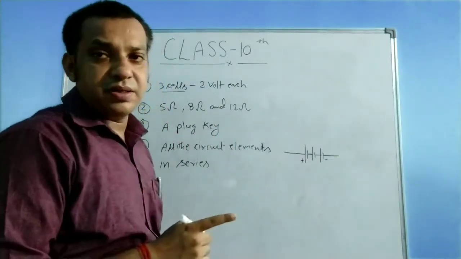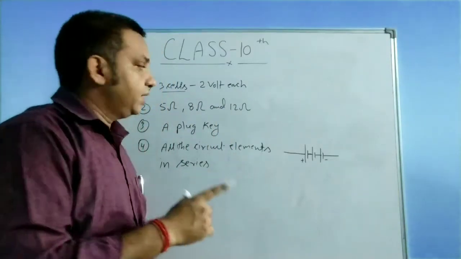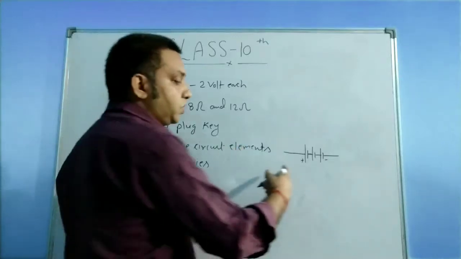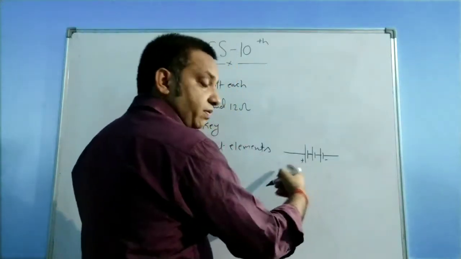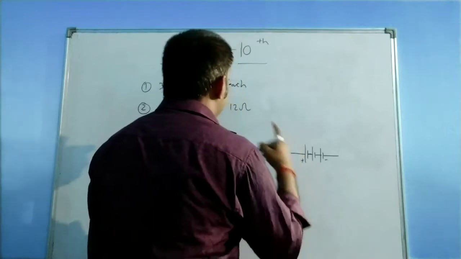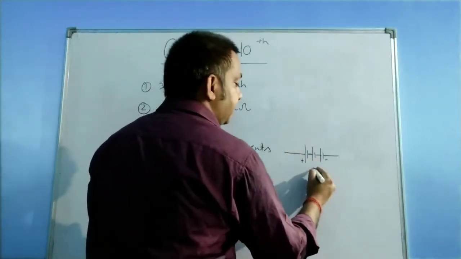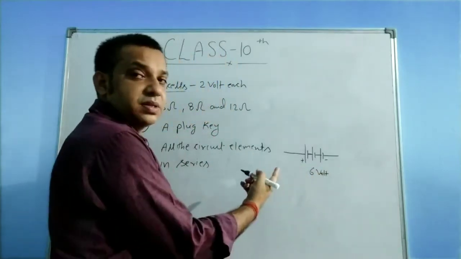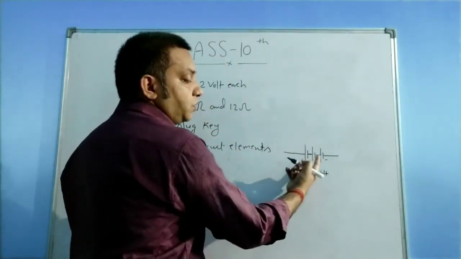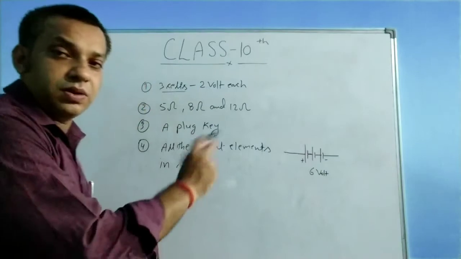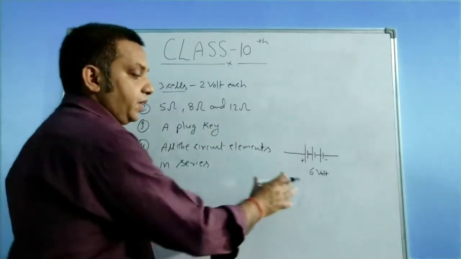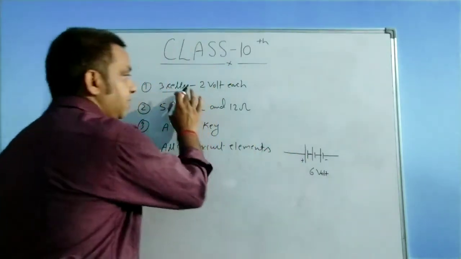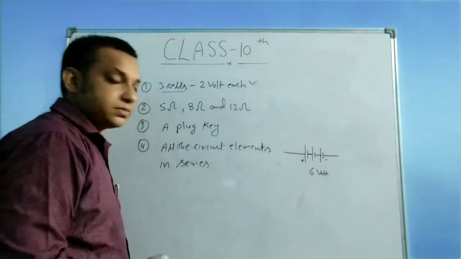In the series combination, when the cells are connected like that, the net EMF of this combination is how much? 2 plus 2 plus 2, that means you will get 6 volt EMF. Individual cells are 2 volt, 2 volt and 2 volt, and overall you will get a combination of 6 volt. So this is your first part, and this one is already done.